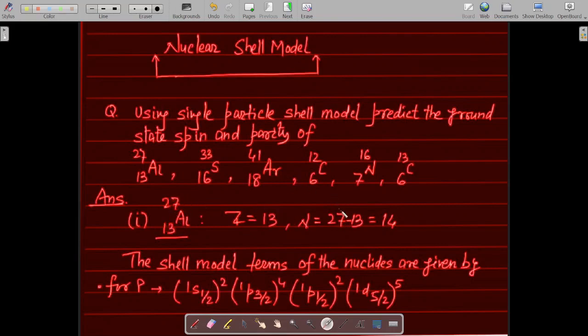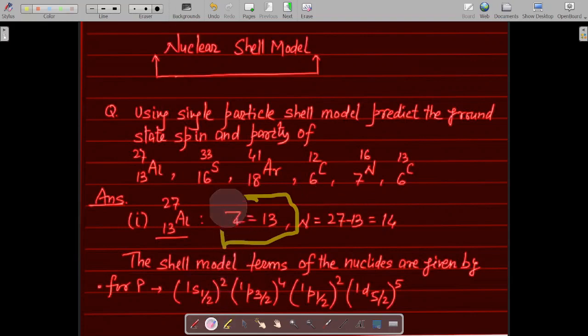27 minus 13 is equal to what? 27 minus 13 is equal to 14. So this is the number of neutrons over here, and the number of protons is 13 clearly. Now as the number of protons is odd, as already discussed in the previous lectures, that the number of protons over here is odd.